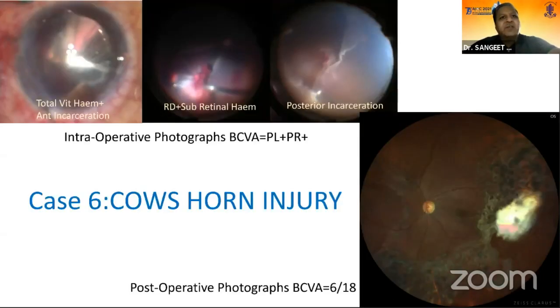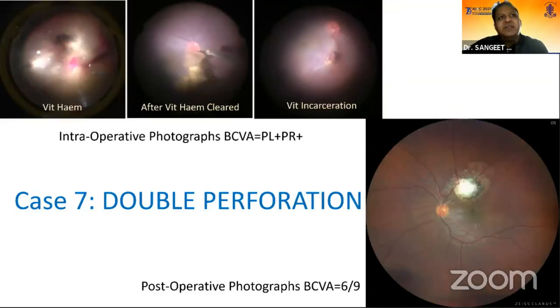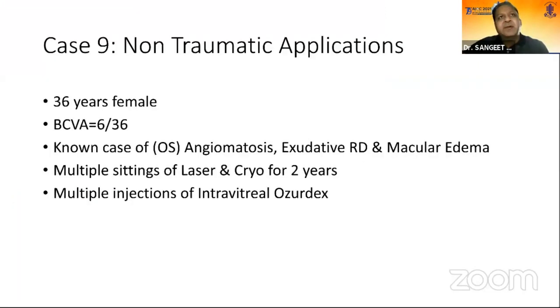Another patient, with the cow's horn injury, had a total vitreous hemorrhage with an anterior incarceration and a posterior incarceration. In this patient too, we did a chorioretinectomy at the incarceration site posteriorly, and the patient recovered a good vision of 6/18. Though this patient had one recurrence, we were able to ultimately recover good vision. Another patient of a double perforation with the post-operative vision of 6/9 and no recurrence.